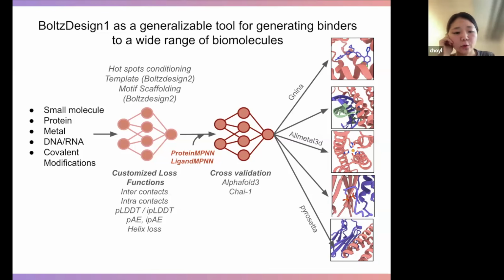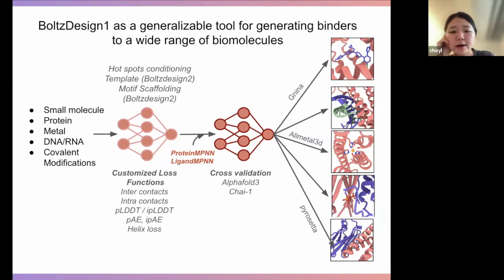And we always use different models as cross validation models, like Chai or AlphaFold 3, because we always assume this model can hallucinate and actually generate or predict versatile solutions. So we always try to check whether the design structure and the predicted structure have self-consistency between these structures.